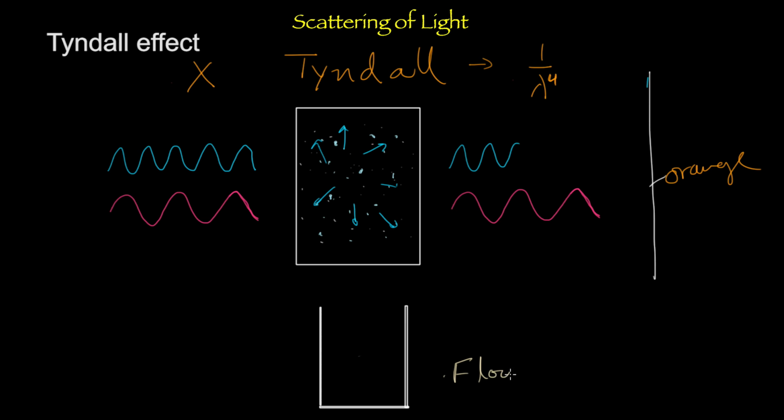Okay, mix some atta in that. Is that clear? A glass of water is absolutely transparent. You mix some flour in it. Okay. And tell me what is the color observed of this mixture.